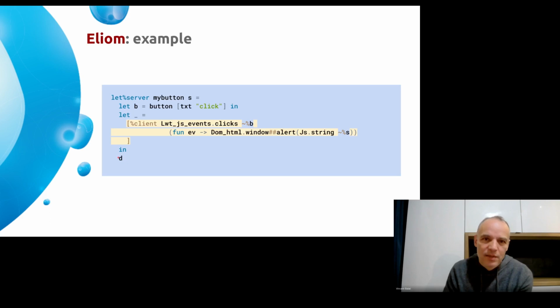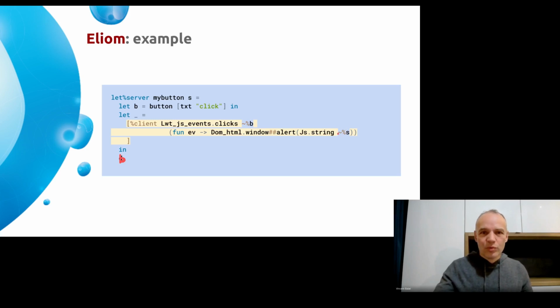The client-side code refers to the element and some string using the tilde % syntax. And you can see here an example of how easy it is to handle browser events with JS of OCaml and LWT using this LWT.js event module. Function LWT.js events.clicks takes as first parameter the element you want to listen on and calls the function given as the second argument for each click on this element.